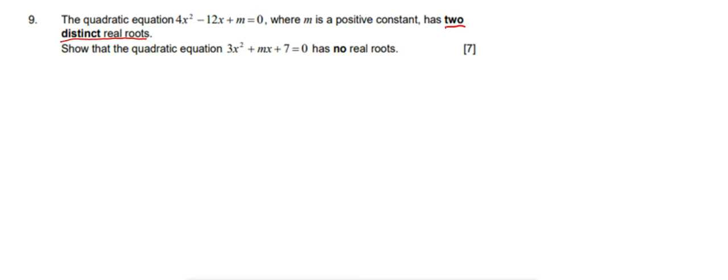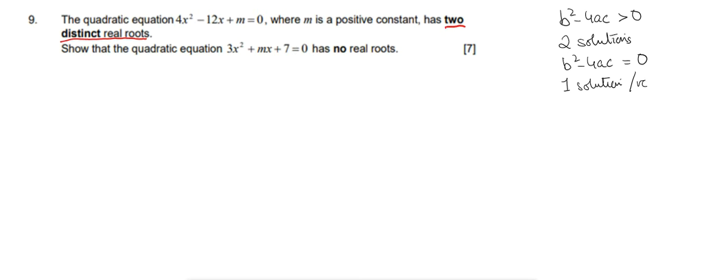Now, instantly we should be thinking about the discriminant, because remember earlier we said that there are three possible outcomes. b squared minus 4ac greater than 0 will give you two real solutions, two distinct solutions, lots of ways of saying the same thing. b squared minus 4ac is equal to 0 is one solution, one real root, a repeated root. Repeated root just means two of the same. And then b squared minus 4ac less than 0 means that we have no real roots, or no solutions.